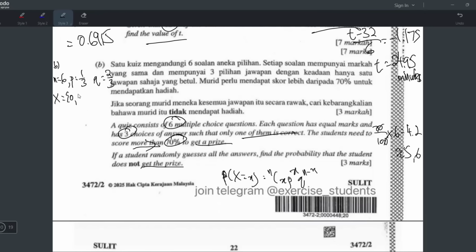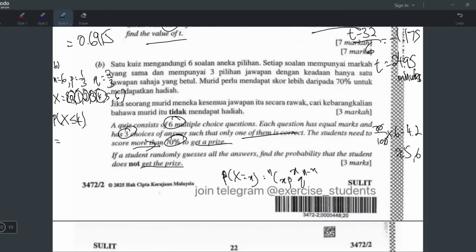And then your x can be 0, 1, 2, 3, 4, 5, 6. So out of 6 questions, maybe kosong betul, or 1 betul, or 2 betul, or 3 betul, 4 betul, 5 betul, 6 betul, depends lah. Okay. But the soalan is asking the student does not get the prize. Does not get the prize means you dapat kosong betul, 1 betul, 2 betul, 3 betul, 4 betul. Yeah, this is does not get prize. If you dapat 5 betul, 6 betul, you will get the prize, right? So we are trying to find the probability for 0, 1, 2, 3, 4. Okay. So I want to find P(X ≤ 4) like that.